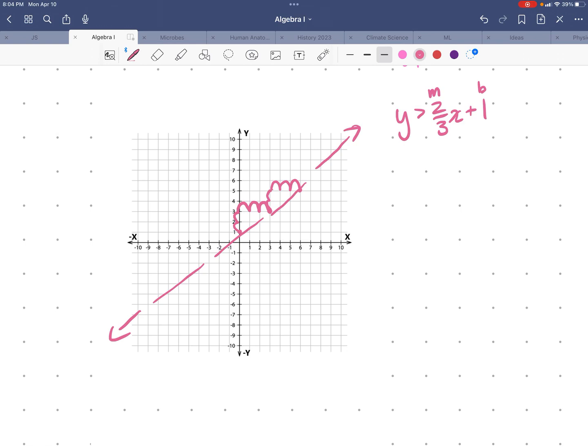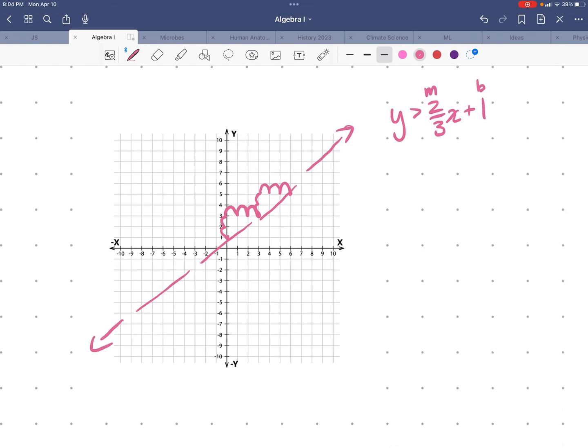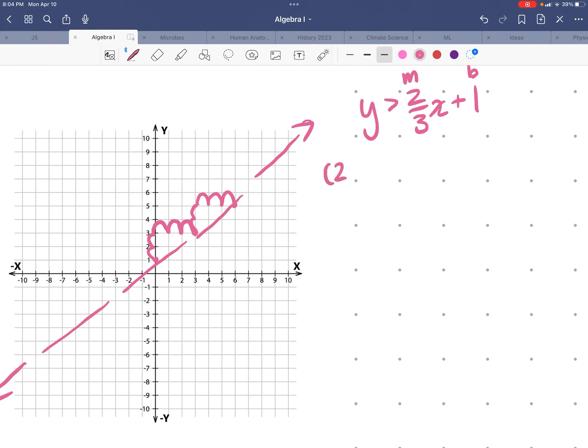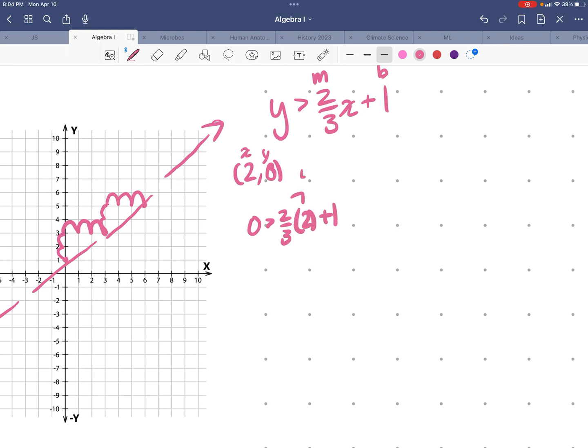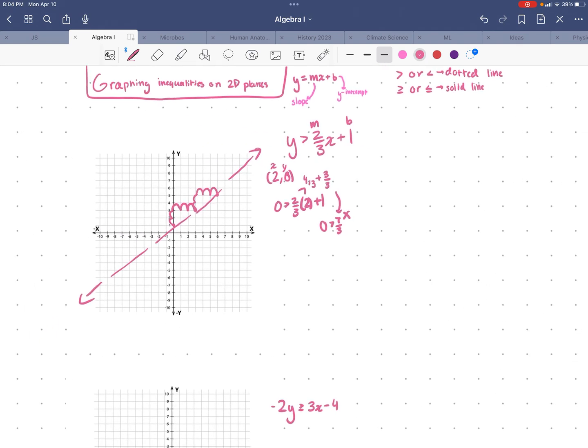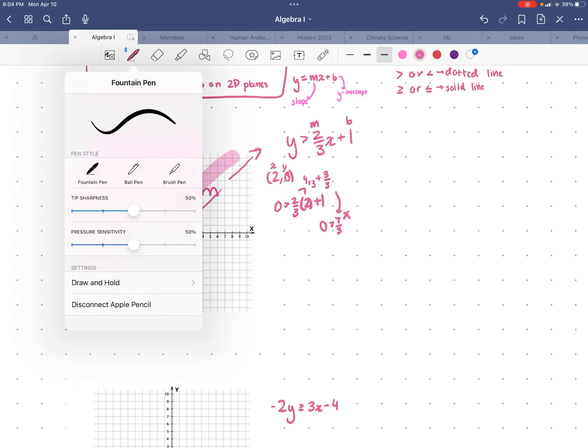And finally, we need to decide what part of the line to shade on. For this, we can pick any point on the graph. I will use 2, 0. With this being x and this being y, if we plug this into our equation, we get 0 is greater than 2 over 3 times 2 plus 1. 2 over 3 times 2 is 4 over 3 plus 1, which is 7 over 3. And we get 0 is greater than 7 over 3, which is not true. Therefore, we will shade on this side of the line.